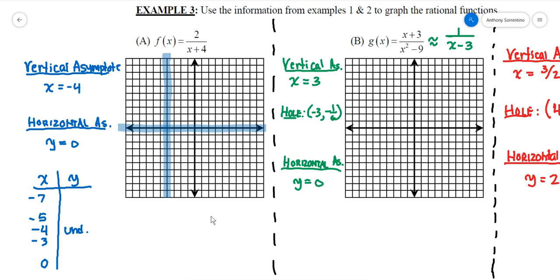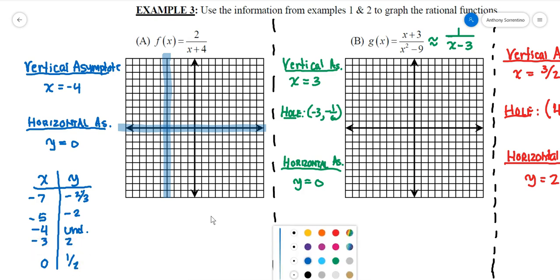So if I plug -7 in, I'm going to have a -2/3. Now, depending on how you have your graph scaled, you may have to take some guesses with this. 2 over -5 plus 4 is going to give me a -2. 2 over -3 plus 4 is going to give me a +2. And 2 over 0 plus 4 is going to give me 1/2.